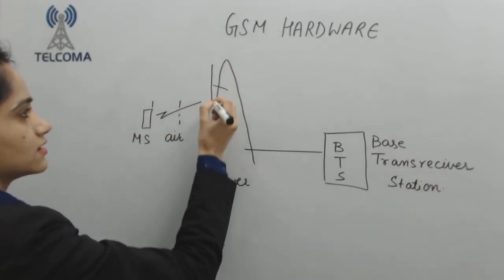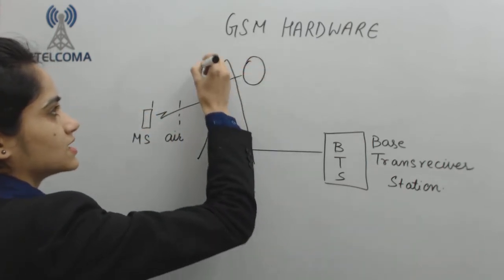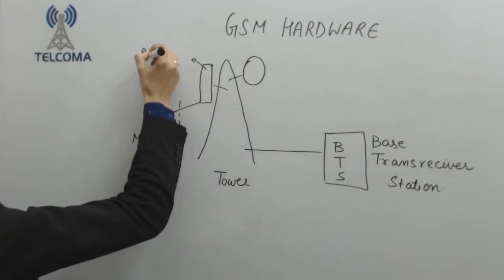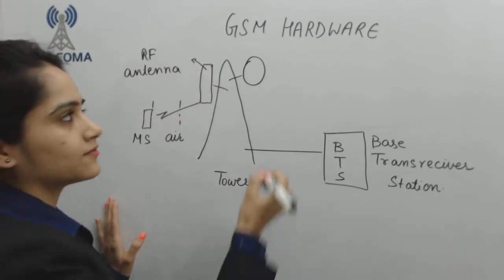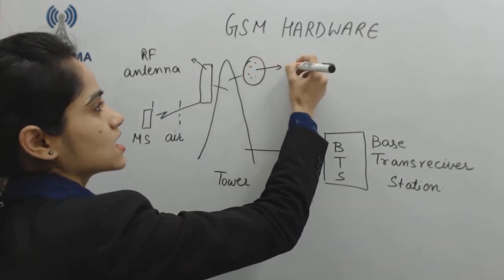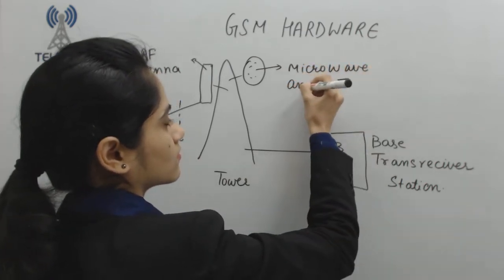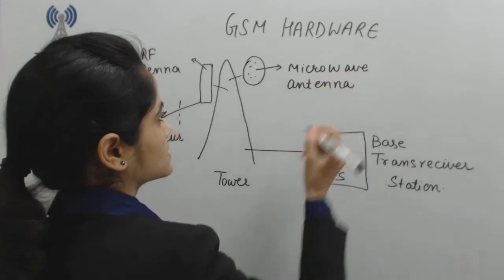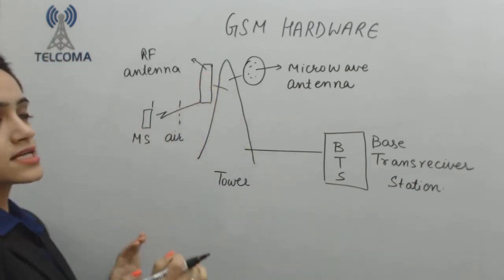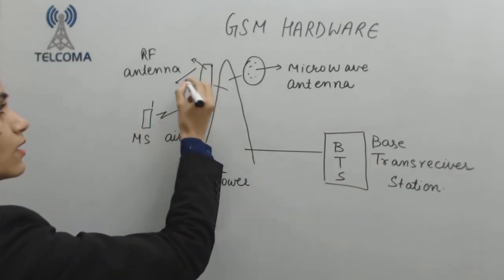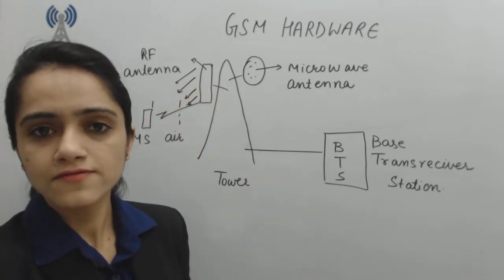Now on a tower we have two types of antennas. One is the RF antenna, and then we have a circular antenna, and these are known as microwave antennas. So this GSM or RF antenna is required for transmission and reception of signals.